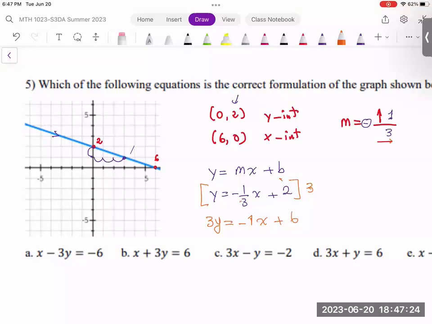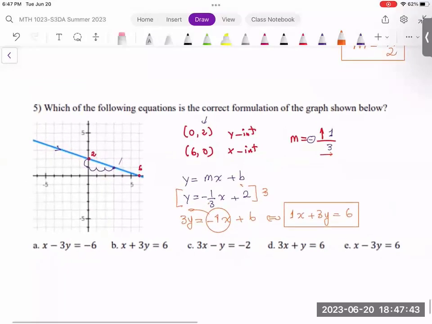All right? Now you want the x's and the y's together. So this is going to be moving this one to this side. So you're going to have x, or 1x if you want, plus 3y equals whatever is left, 6. And this is your final answer, right? And that should be B. B is good for me.